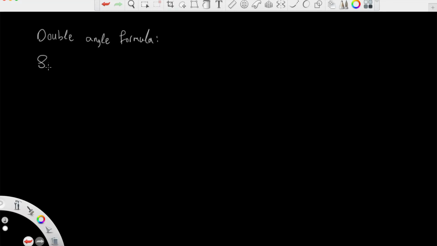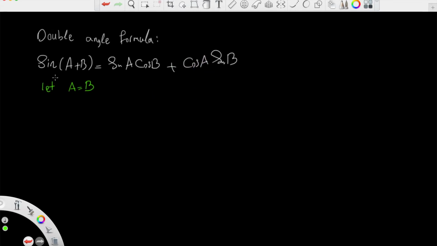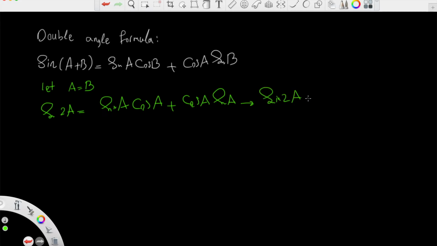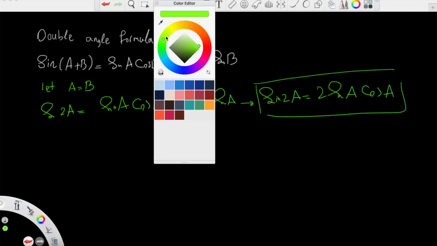Now, in the previous video, we learned that the expansion of sine of a plus b is equal to sine a cosine b plus cosine a sine b. Now, let a be equal to b. Then on the left hand side it will be a plus a, which is sine of 2a, is equal to sine a cosine a plus cosine a sine a. Now sine of 2a is equal to, these two are exactly the same, so it will be 2 sine a cosine a. It's another identity made for a double angle.